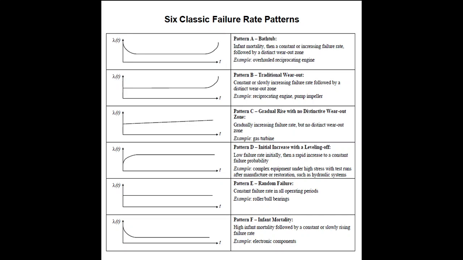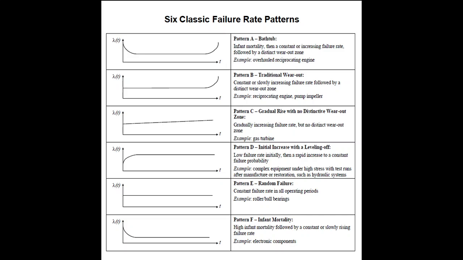Likewise, I'll take the last pattern, that is pattern F, infant mortality. Here you can see high infant mortality is followed by constant and slowly rising failure rate. Examples are electronic components. So you all know that if an electronic component is properly manufactured, and properly fitted to any assembly, any instrument, it will work properly. But if it is not properly fitted, it will suddenly get damaged, or it will not work. It may fail in the beginning itself.